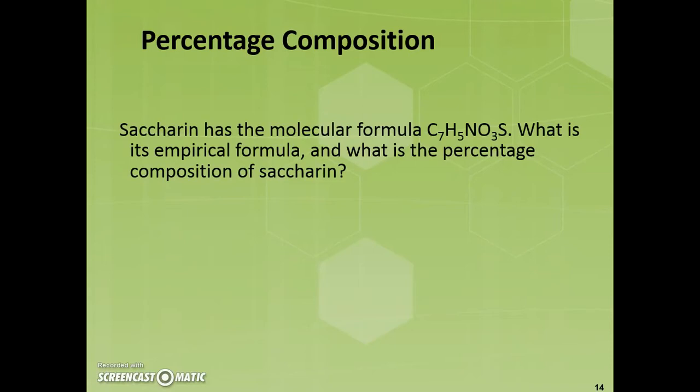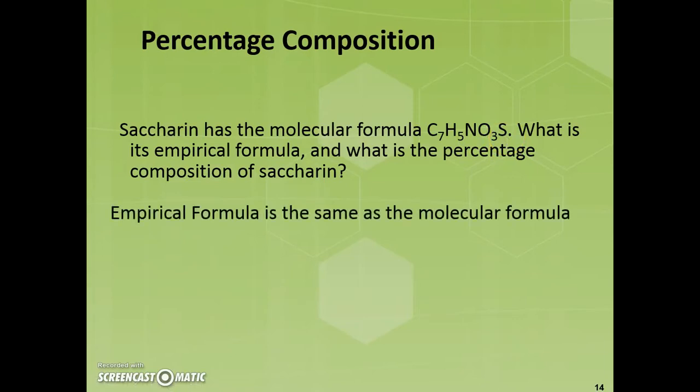So what about saccharin? We can do the same problem with saccharin, C7H5NO3S. We want to find its empirical formula and the percentage composition. Well, the empirical formula is pretty trivial in this case. Because the coefficients for nitrogen and sulfur are both 1, we know we can't simplify that any further, so the empirical formula is the same as the molecular formula.